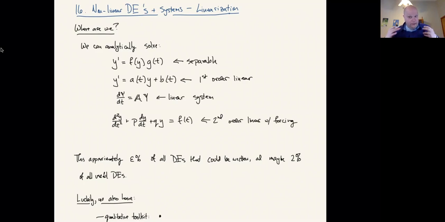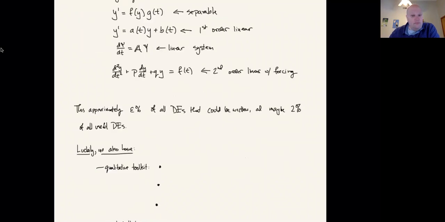So this is great. We can solve these equations. Many of them have important applications to physics, econ, biology, other things like that. The problem, though, is that these sorts of equations represent just a tiny fraction, maybe epsilon percent, of all the differential equations that could possibly be written down.